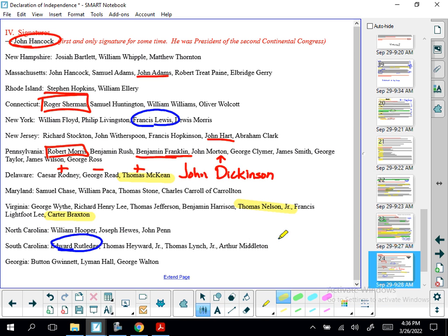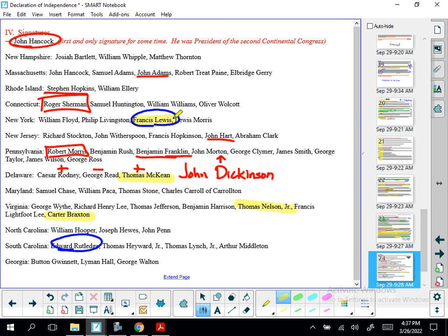Okay? Francis Lewis from New York. I have his name circled here. Francis Lewis of New York, his home and his properties were destroyed. They took his wife and put her in jail, in the basement of the jail, and he was going to turn himself in, and she said, "No, you will not. I am just as much a patriot as you," and she died while she was in jail.